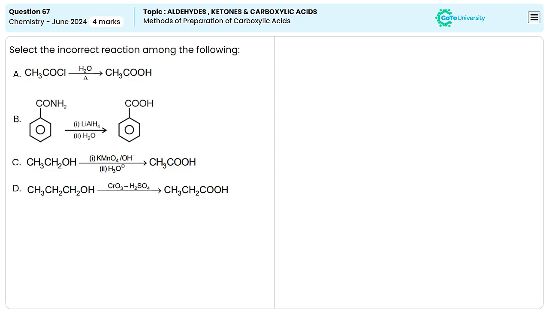In this question, different chemical reactions are given. We have to identify the incorrect reaction from the options. Let's come to the options given here. The first one is given as acetyl chloride.